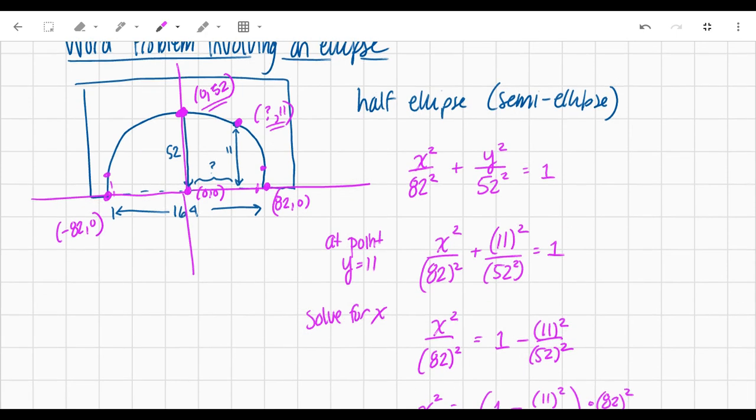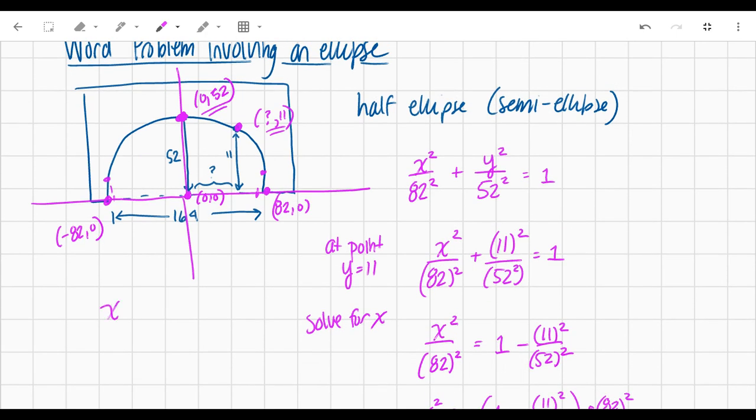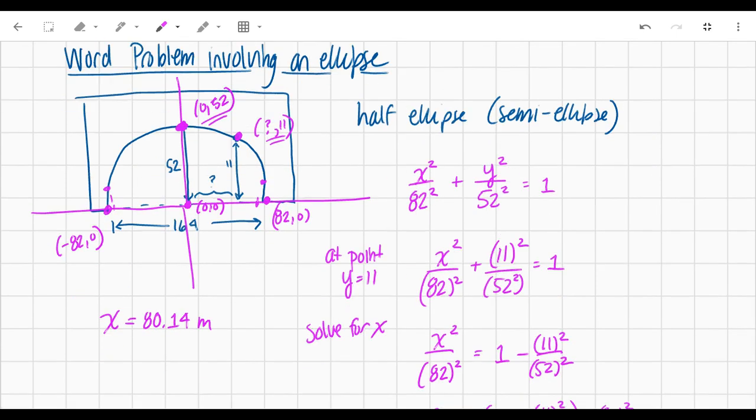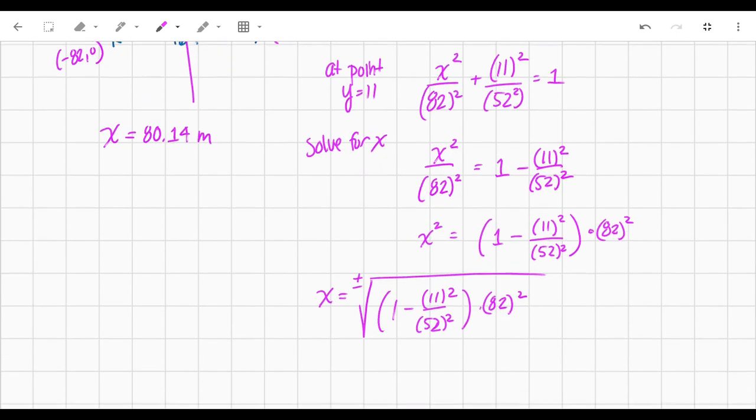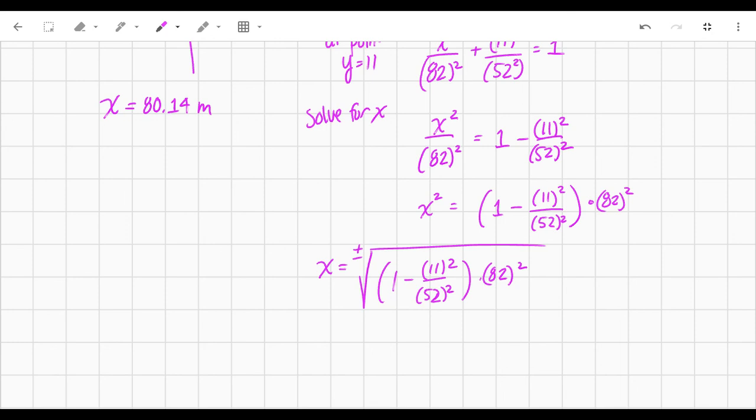The actual answer on this one is x equals 80.14. And that definitely makes sense. It's really close to 82. So it's not too bad. As long as you center it at 0, 0, it's not too tough. Just be really careful putting that in your calculator. All right, what do we got next?